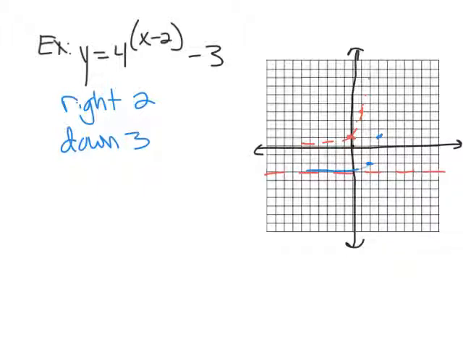So we've taken our original function and we've shifted everything down 3 and to the right 2. And that's my new function. Y is equal to 4 to the x minus 2 minus 3.